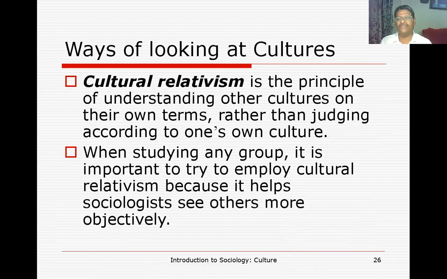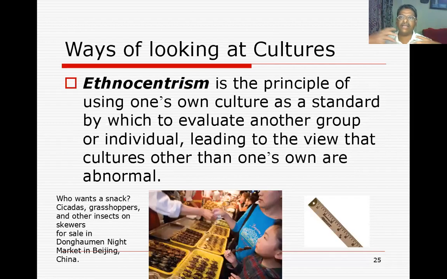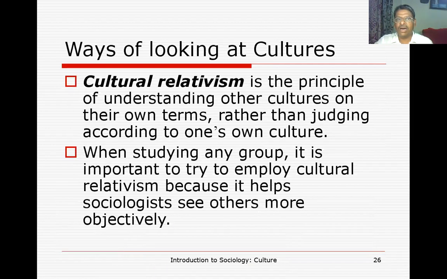That is ethnocentrism, which says that my culture is greater and yours is demonic and not up to the mark. The second thing is cultural relativism. What is cultural relativism? Do you remember from the beginning I've been telling, any extreme is devilish. C.S. Lewis said the devil brings pairs of extremisms. This is another extreme. Cultural relativism is the principle of understanding other cultures on their own terms rather than judging according to one's own culture.